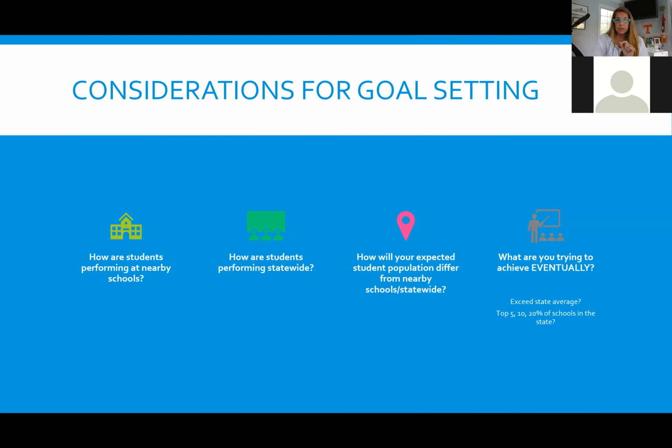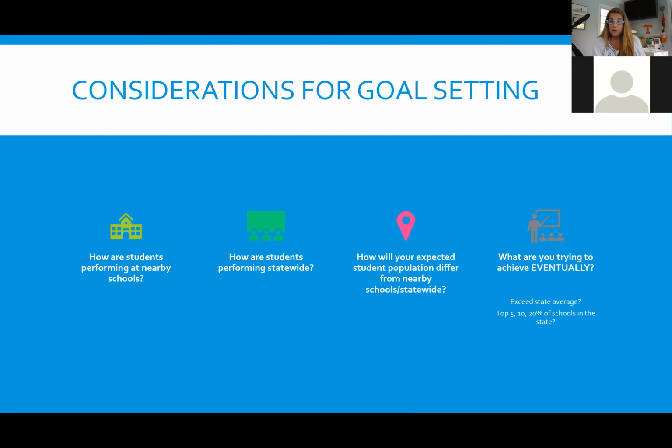All right, considerations for goal setting. How are students performing at nearby schools? How are students performing statewide, all of which you can get online, I just showed you. How will your expected student population differ from nearby schools statewide? Will there be a difference?